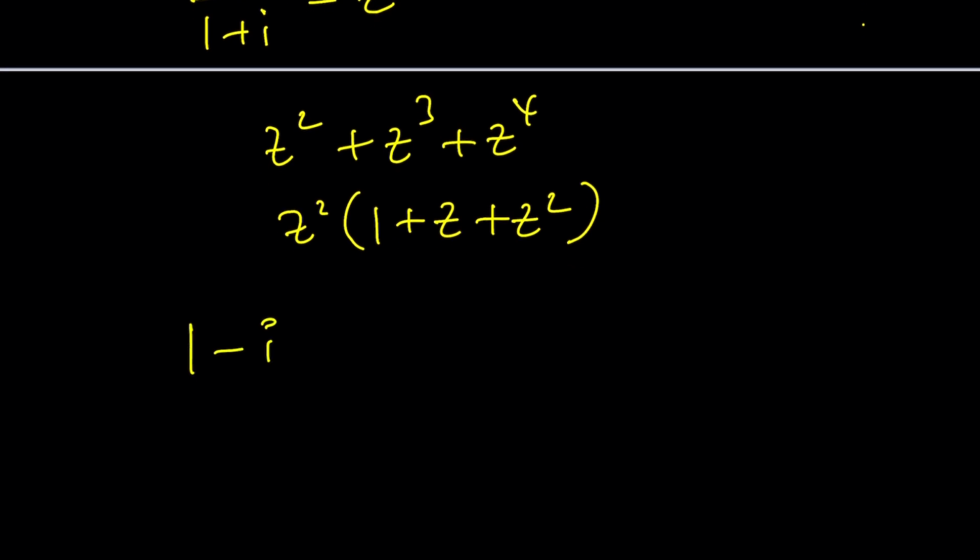So let's simplify z. How can we simplify something like this? How do you divide complex numbers?